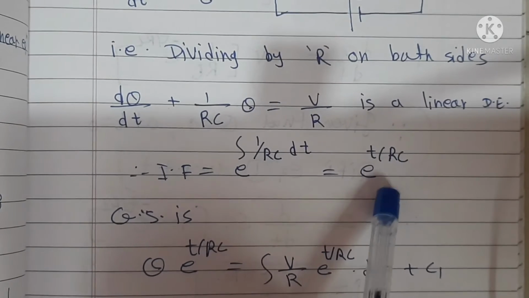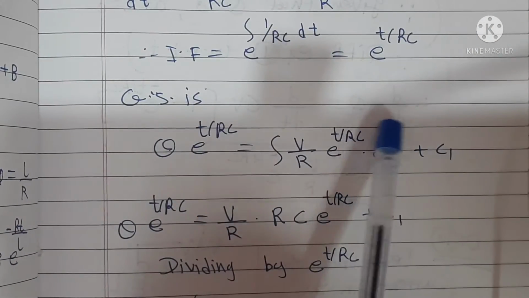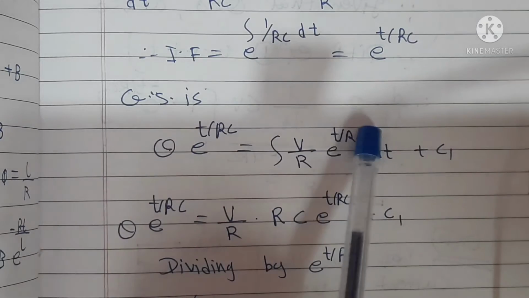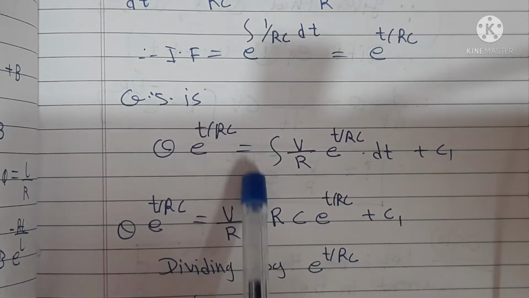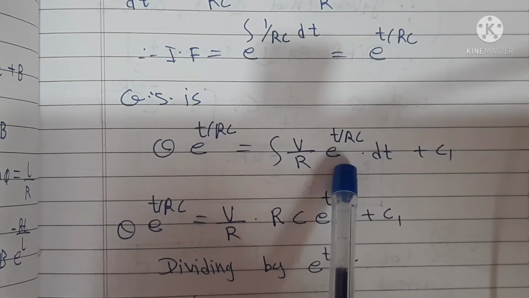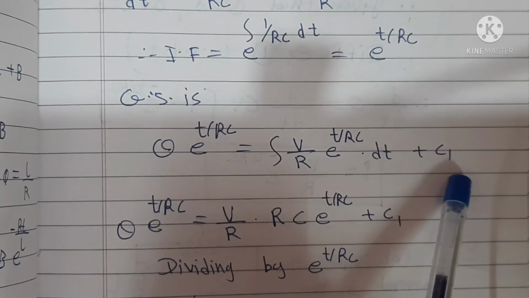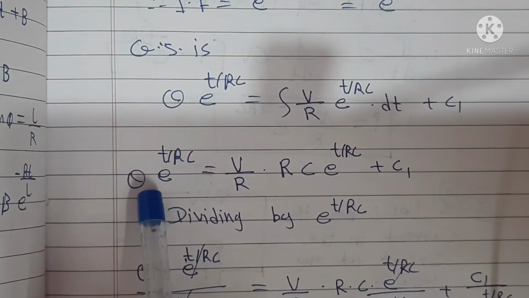which is equal to e^(t/RC), and the general solution is given by the standard formula. I simply substitute the values of P and Q here. Q e^(t/RC) is equal to the integration of (V/R) e^(t/RC) dt plus C1, where C1 is the constant. Now again I simplify here.